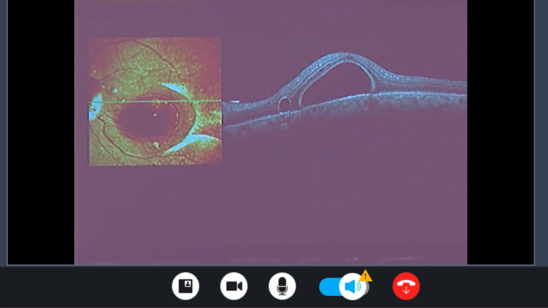Some people go directly in an area that is not the fovea, like here, and try to aspirate it. It may not come completely, and then you will have to do the same thing. It is a self-sealing retinotomy when you use a 39 to 41 or 42 gauge needle.